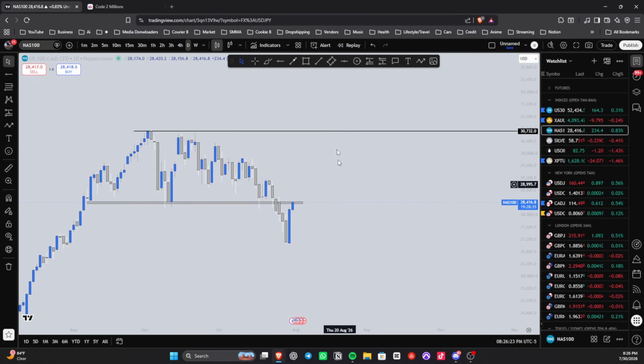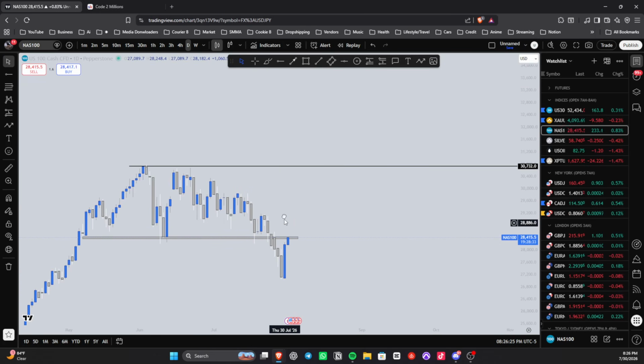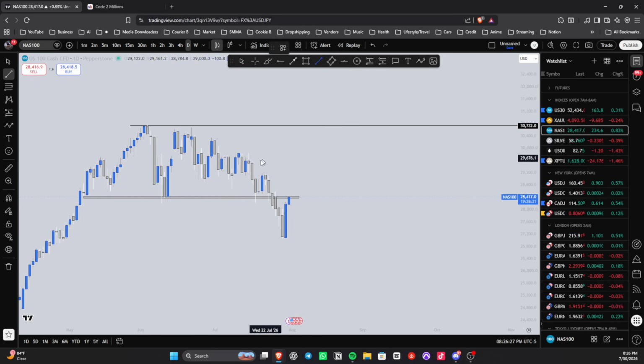Indication: correction. Until price breaks this lower high right here, I still believe, I don't care if price goes all the way up here, as long as it doesn't close above this, it can just go down. Because you know why? When it goes down, guess what? The next lower low and lower high created is going to be lower than this one.